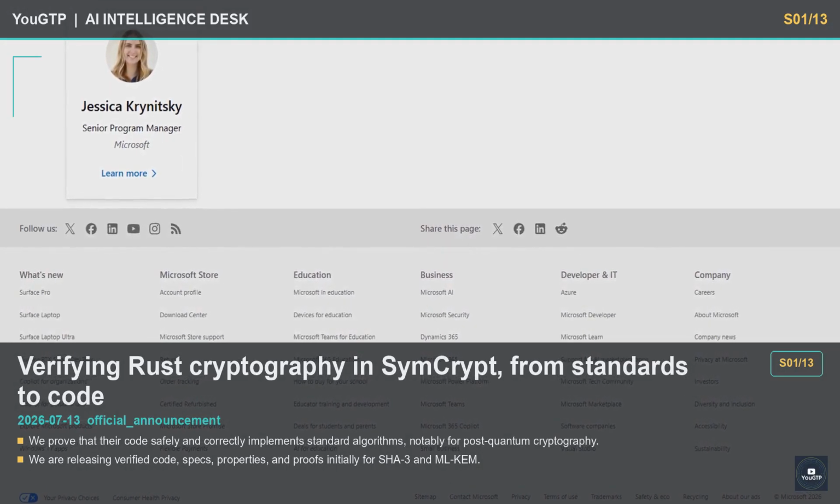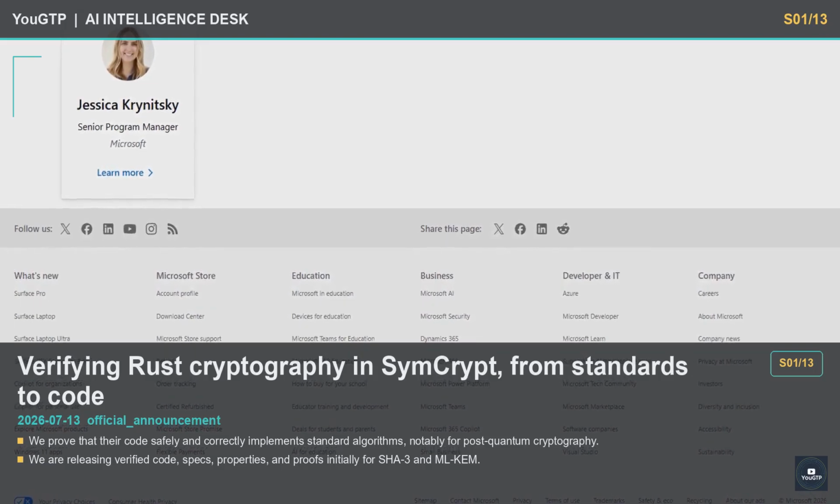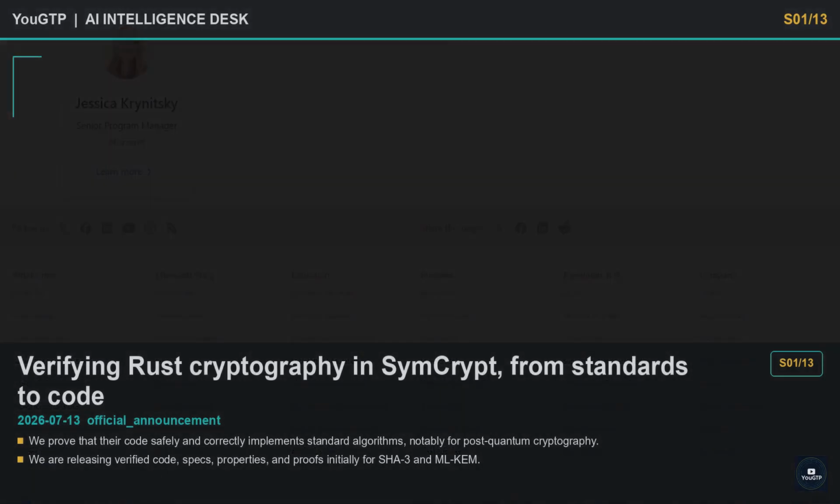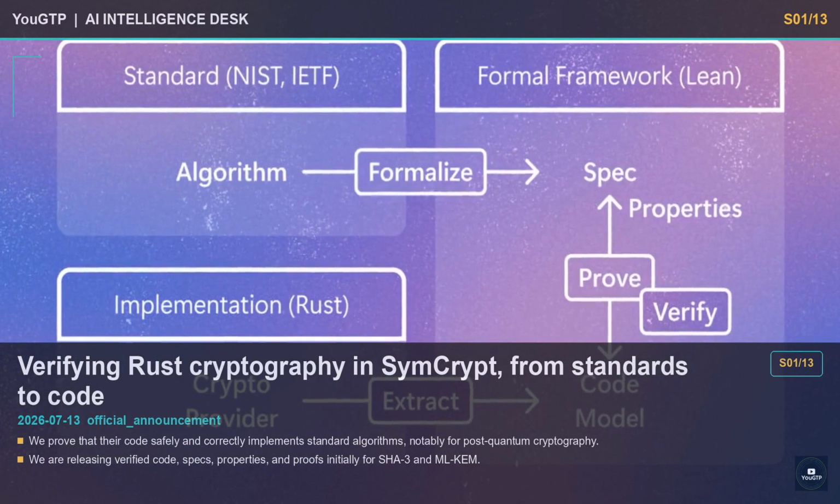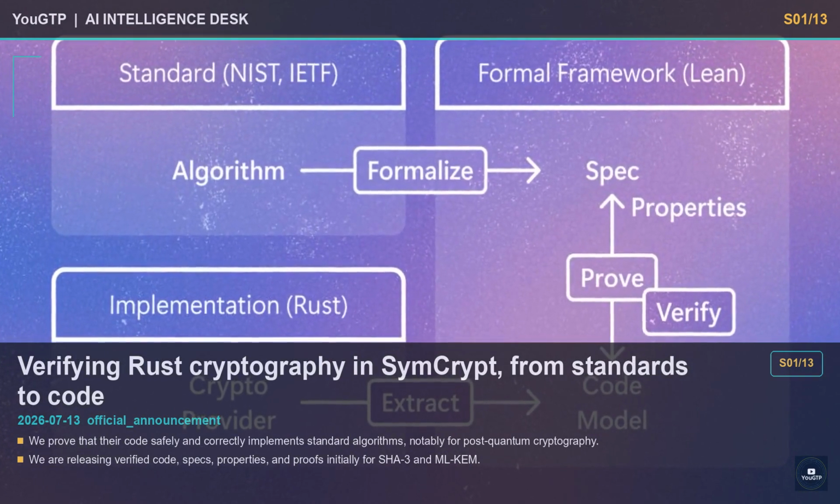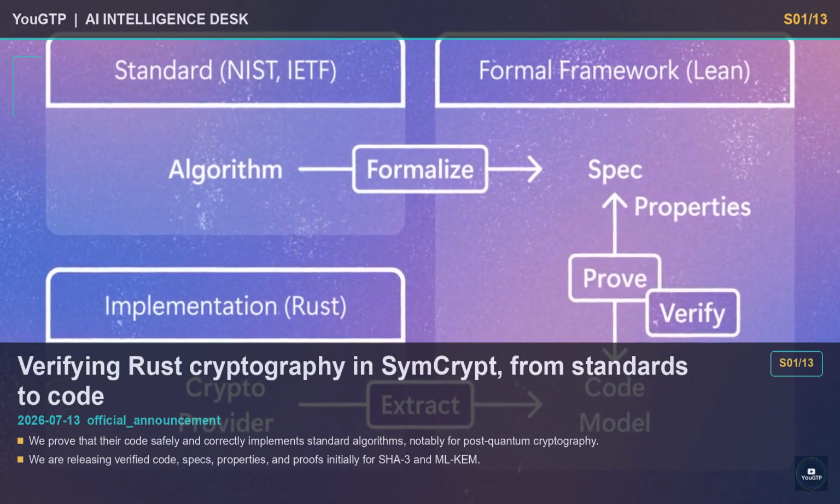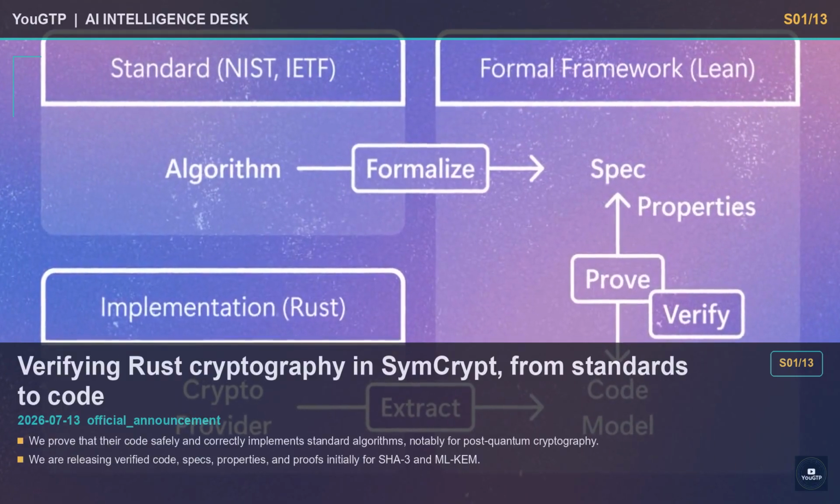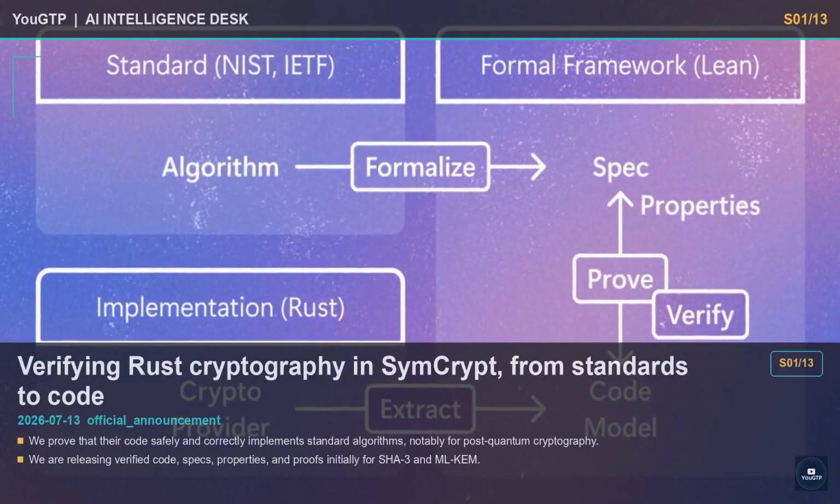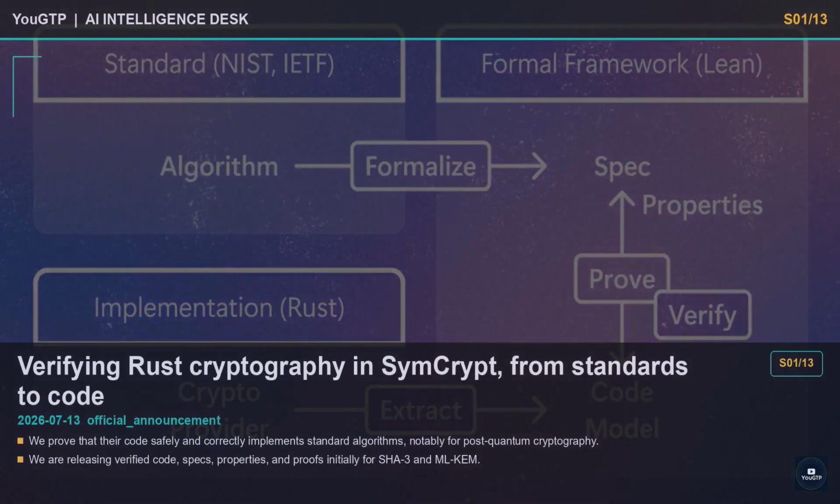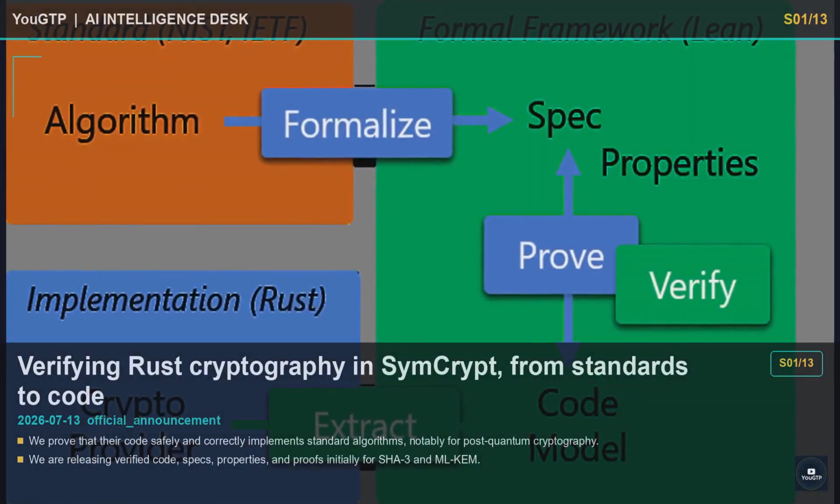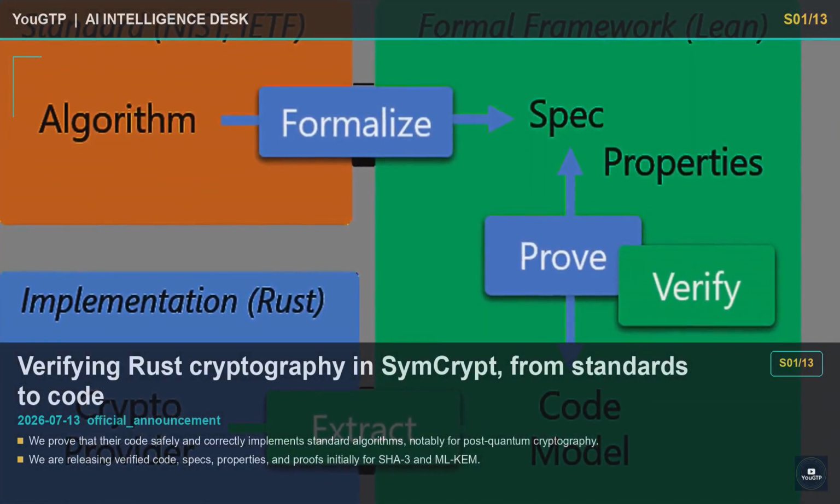The process works in layers. First, they write the implementation in safe Rust, which automatically eliminates broad classes of memory safety bugs. Then, they use Aeneas to translate a large subset of that Rust code into Lean, where they can create machine-checked mathematical proofs that the code actually implements the standard correctly.